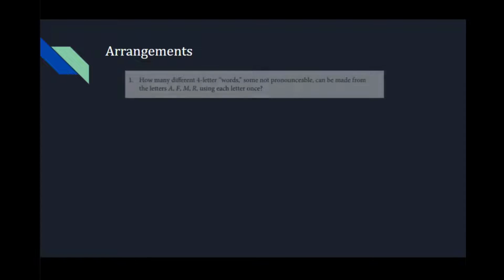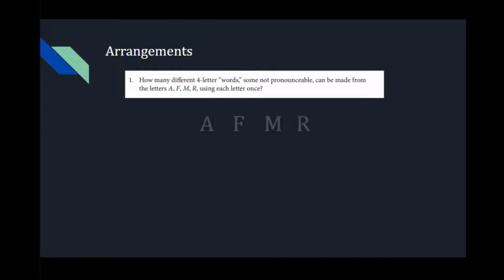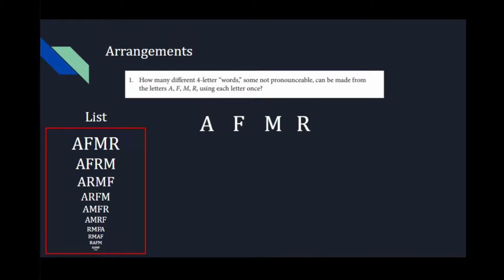Let's talk about arranging things. Here's the problem. How many different four-letter words, which just means arrangements, can be made using the letters A, F, M, and R, using each letter once? Well, we could try writing a list, which is possible, but super tedious, even with only four letters. If you had 5 or 6, it quickly becomes extremely hard to do in any reasonable amount of time. So there's going to be a better way to do it.